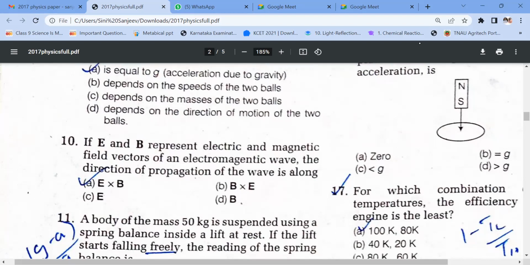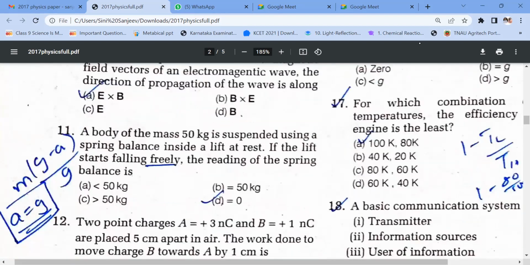Electric field into magnetic field, E into B. This is a direct thing. The electric field is directly perpendicular to the magnetic field. Super. The next one, 11th one.